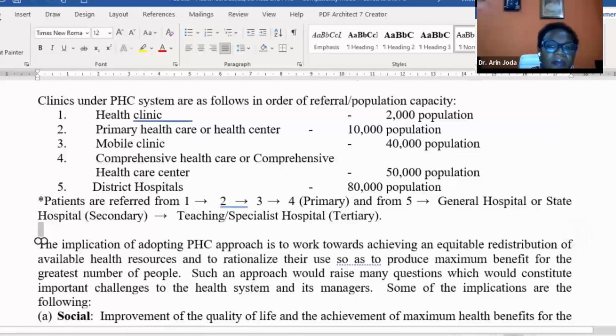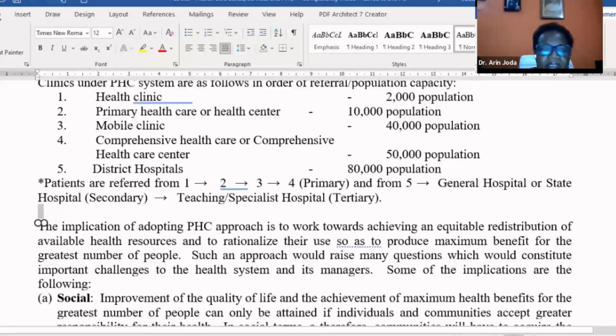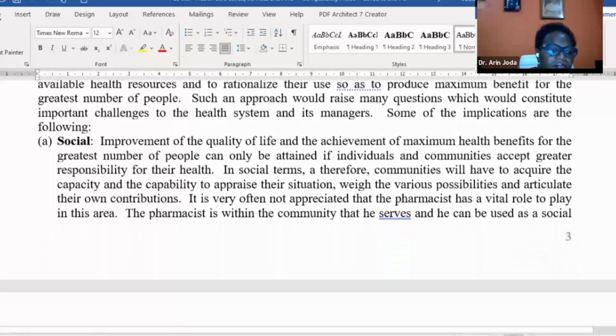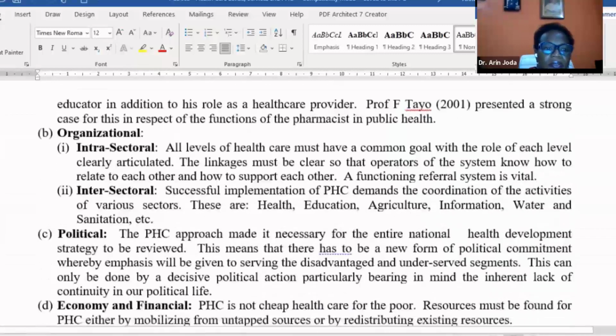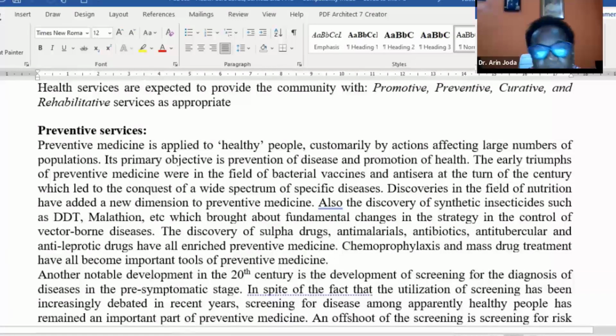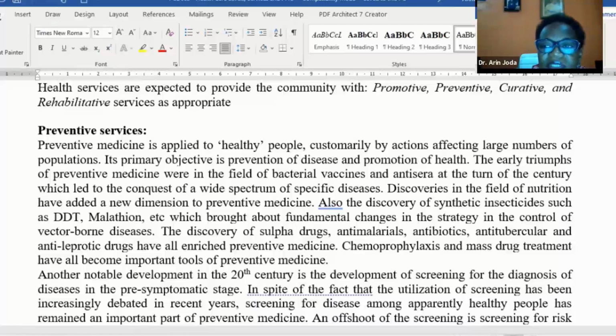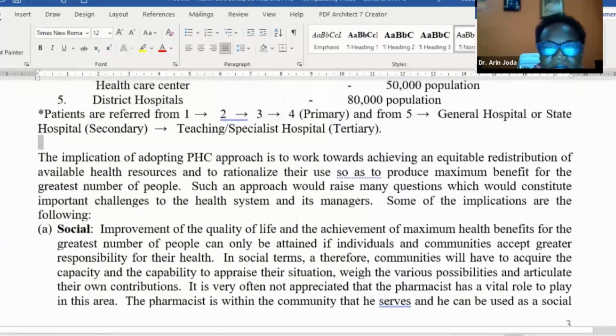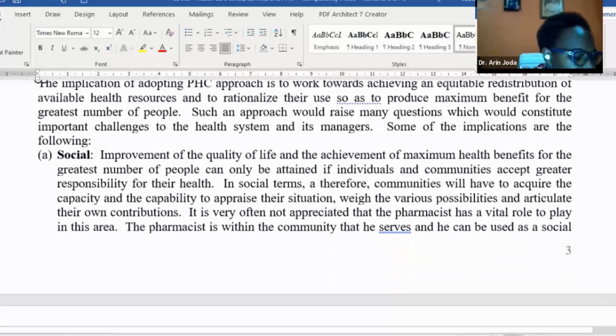You see some more information about the population of the various types of centers or clinics that fall within the PHC. I think I'm going to be stopping. So in this note, you will be seeing a lot more information on the different health services: the promotive health service, the preventive health service, curative, we know that one very well, and the rehabilitative services. I'm not going to go into that. I think I'll just stop here, except if there's any other question for me.